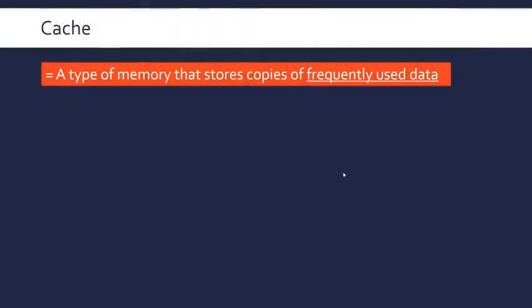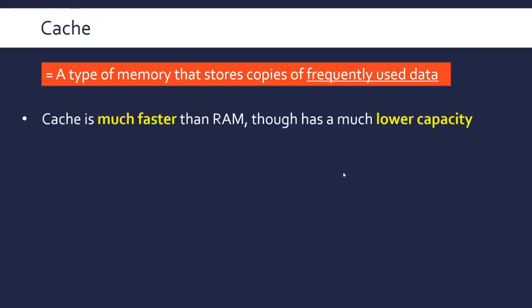Cache is a type of memory that stores copies of frequently used data. This is because cache is much faster than RAM. I know I said a minute ago that RAM was fast, and it is in comparison to slower storage, but cache is faster than RAM, though it has a much lower capacity. For a CPU cache, you might have megabytes. It's in that region. It's not gigabytes like you would have in RAM.